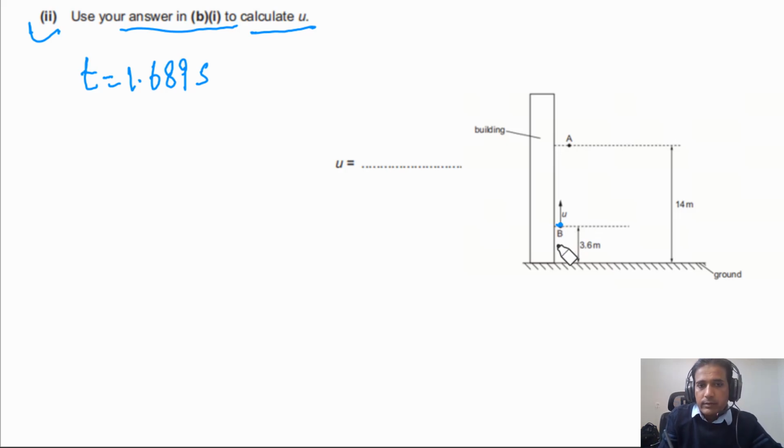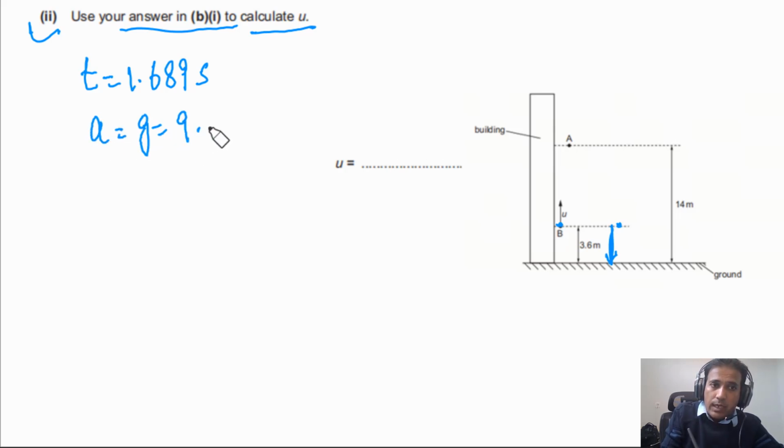So what do we have in this case? We have the u that we need to calculate, which is upward, and we have the vertical displacement. So this is the vertical displacement. You have to be very clear. So what is the displacement from this position? This is the vertical displacement, and this is in the downward direction. t we have, u we have, and in this case acceleration is equal to g, which is 9.81 meters per second squared, and acceleration is also in the downward direction.